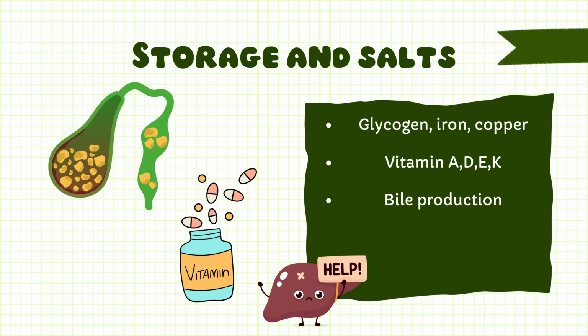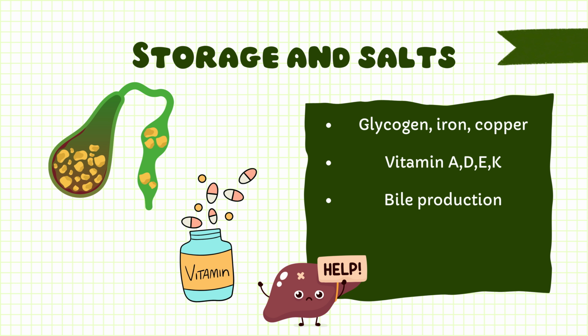The liver also acts as a major storage center. It stores glycogen, which is a quick-access form of energy. It also stores essential minerals like iron and copper, and it holds reserves of fat-soluble vitamins A, D, E, and K, which are important for vision, bone health, antioxidant function, and clotting.